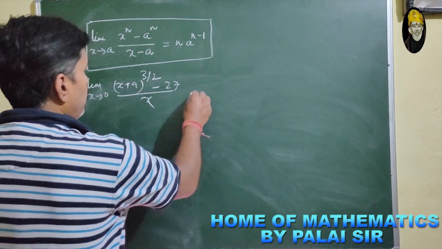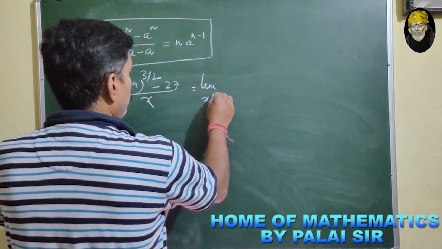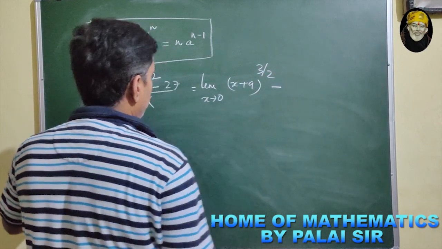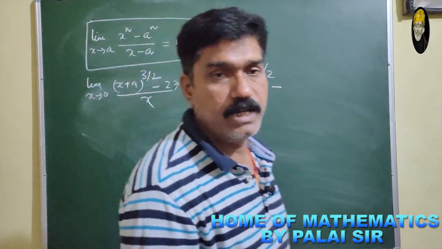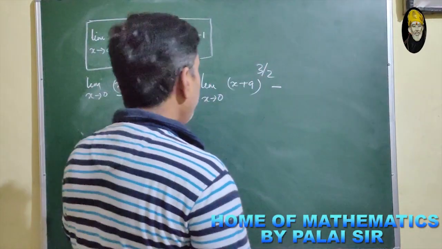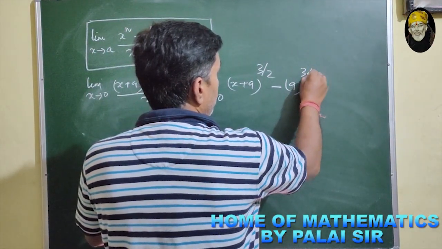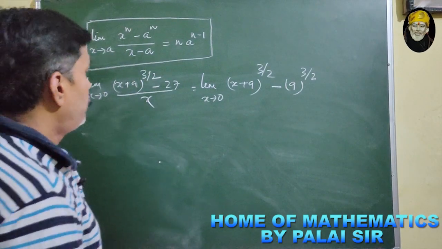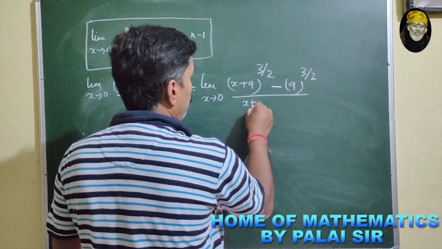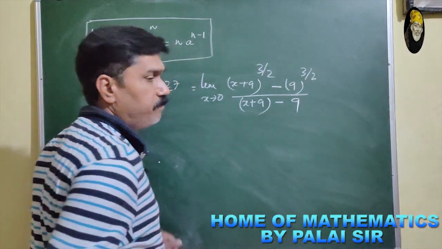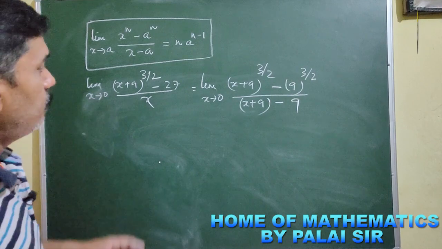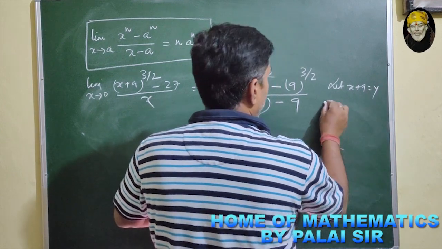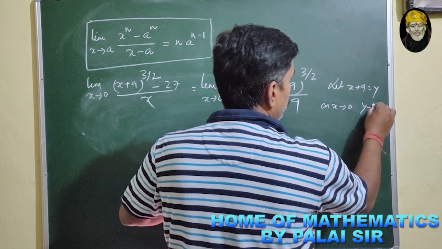So here this can be represented as limit x tends to 0, x plus 9 to the power 3 by 2 minus, here you see this 27 can be represented as 9 to the power 3 by 2. Any doubt here? Square root of 9 is 3. 3 to the power 3 is 27. So divided by, this x can be represented as x plus 9 minus 9. So you see here, you take x plus 9 as y. As x tends to 0, y tends to 9.